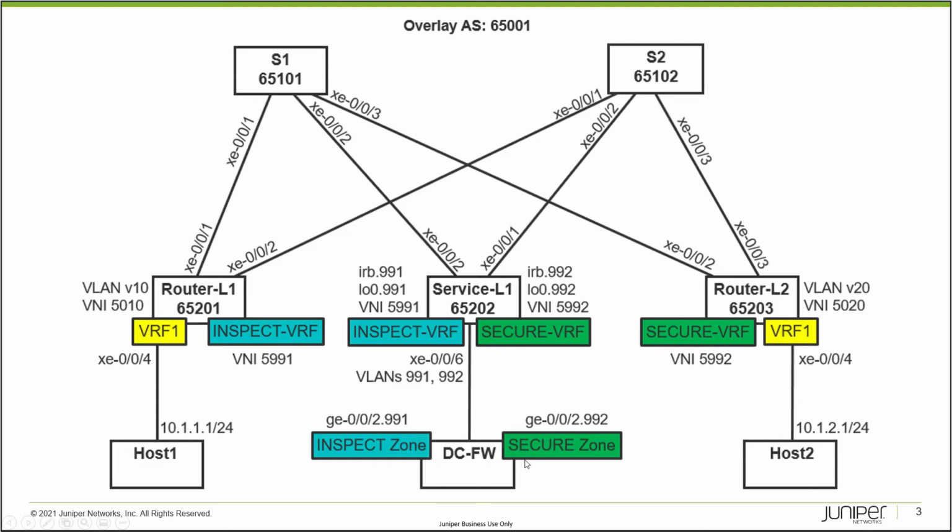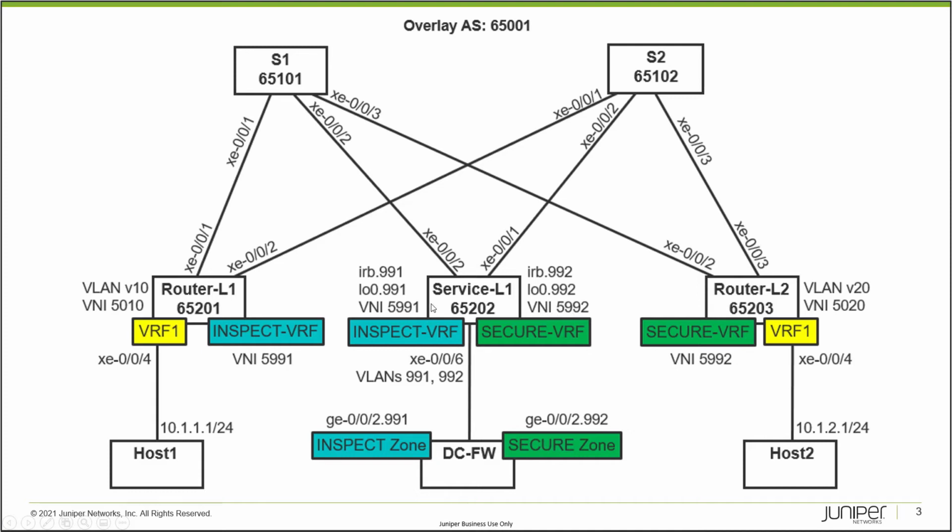And so what we did previously is we configured router L1, that leaf device, with the inspect VRF. We also configured the filter-based forwarding with the firewall filter. And so what we need to do now is configure the secure VRF on router L2. It's going to be very similar to the inspect VRF. One big difference here is notice how we used VNI 5991; here we're using VNI 5992. And that's going to match up with the secure VRF service leaf L1 VNI here.